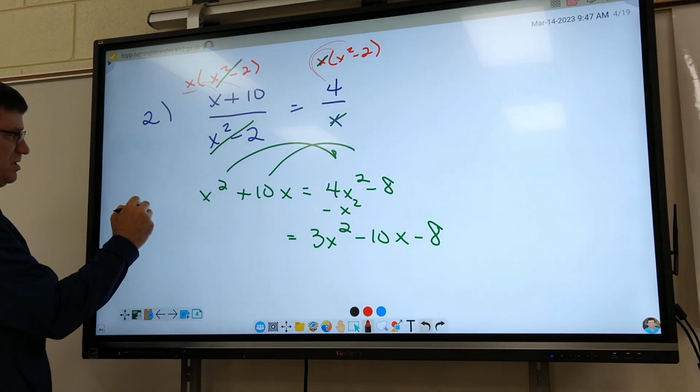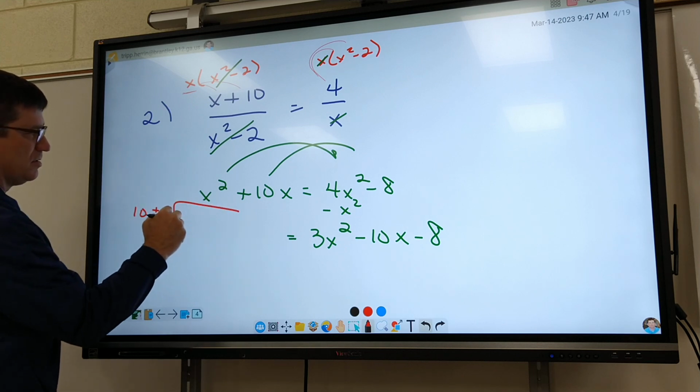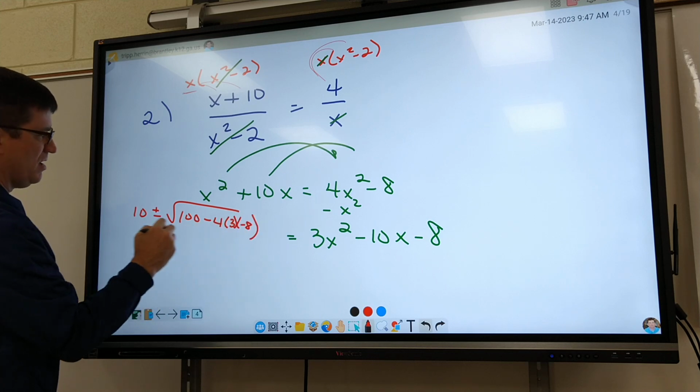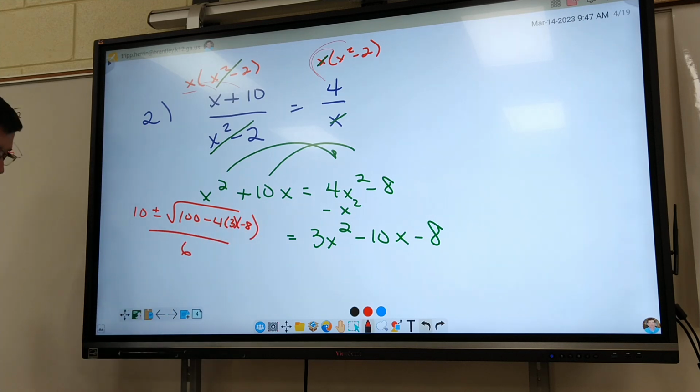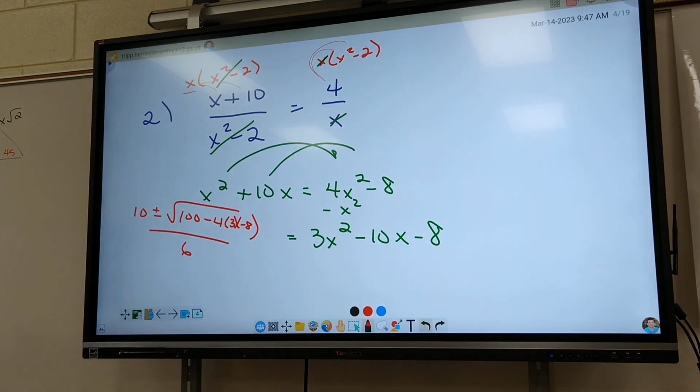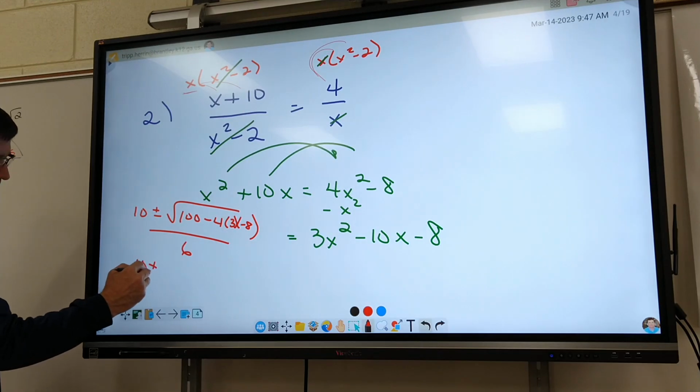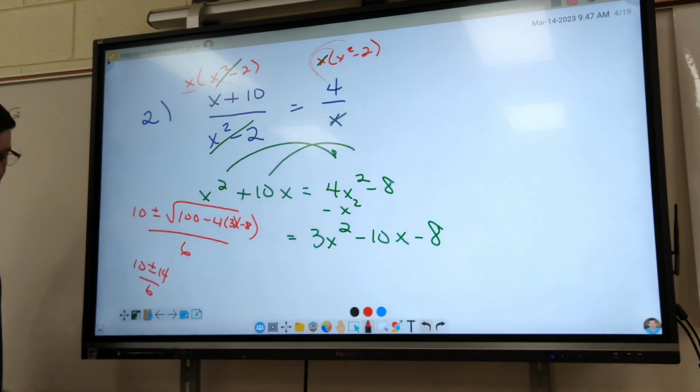10 plus or minus the square root of 100 minus 4 times 3 times negative 8, over 6. So I got 100 minus 4 times 3 times negative 8. I got 196 in here. Square root of that's 14. So I got 10 plus or minus 14 over 6.